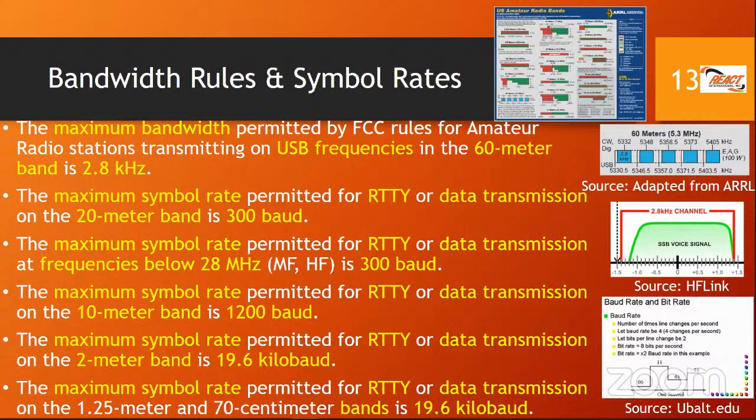All right, so we need to learn that on USB frequencies in the 60 meter band, you have a maximum bandwidth of 2.8 kilohertz. So you just need to learn that, and we have a little diagram that shows here what that 2.8 kilohertz channel is. So USB, upper sideband, on the 60 meter band. So we need to learn that 60 meter band USB maximum bandwidth is 2.8 kilohertz.